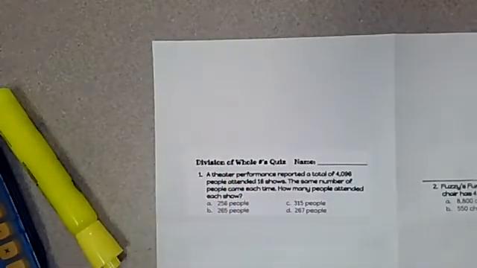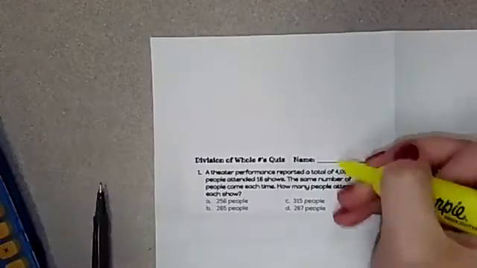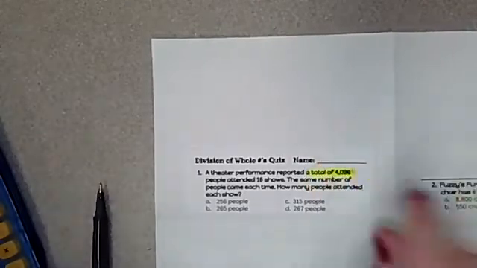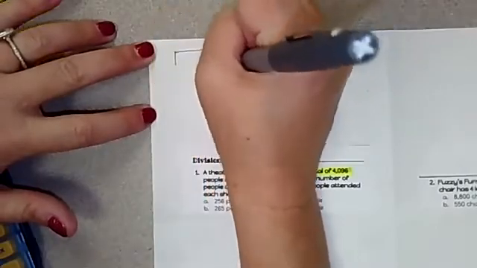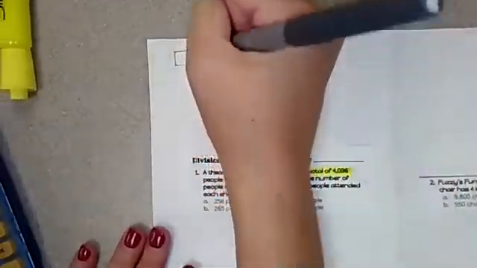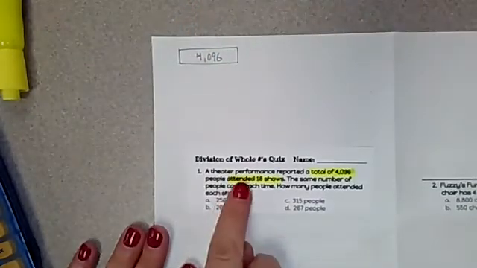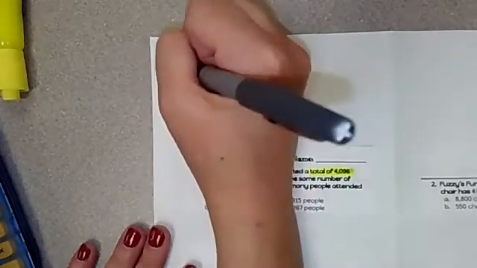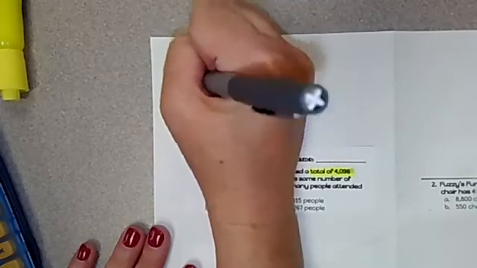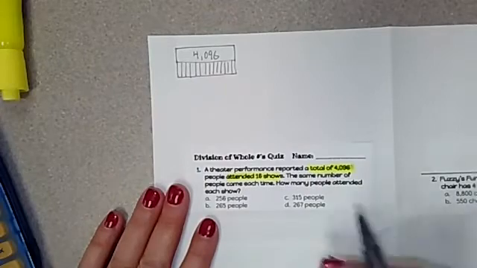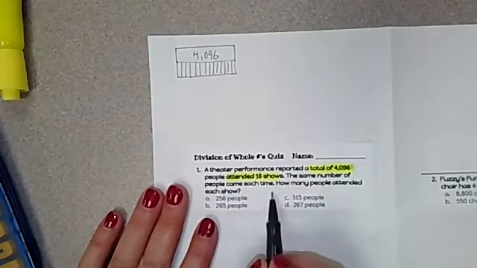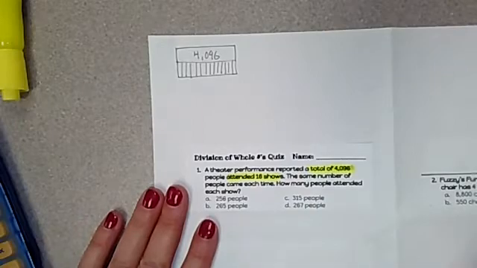All right, a theater performance reported a total of, so they already gave us the total. We have a total of that many people attending 16 shows. Draw a box up here. The total is 4,096, and we are dividing that between 16 shows. It says the same number of people came each time. So this is division.